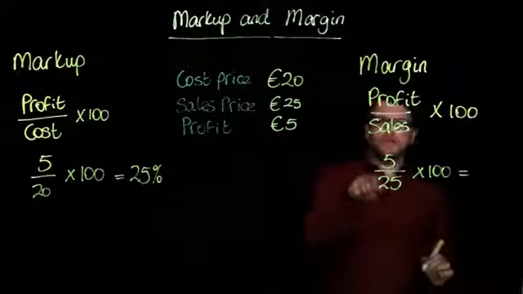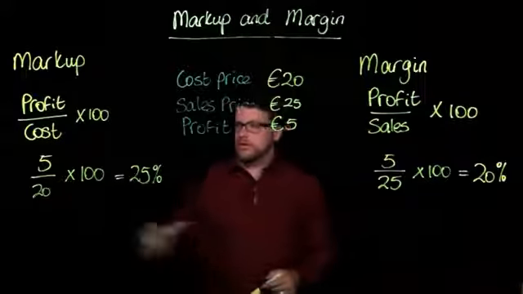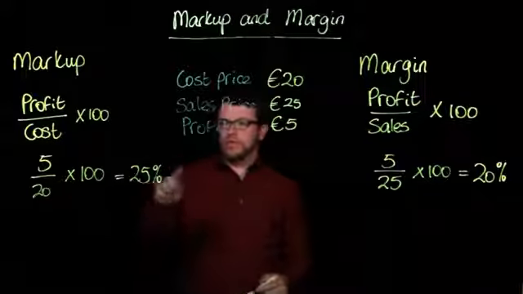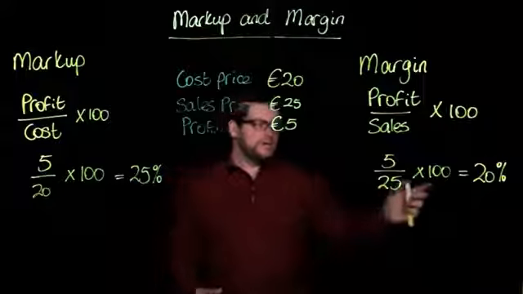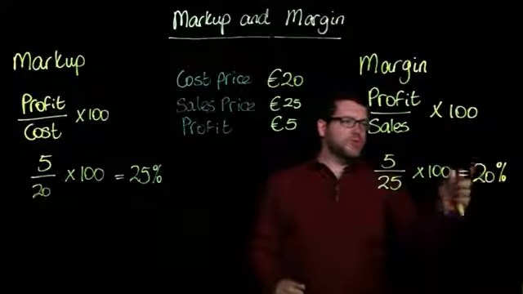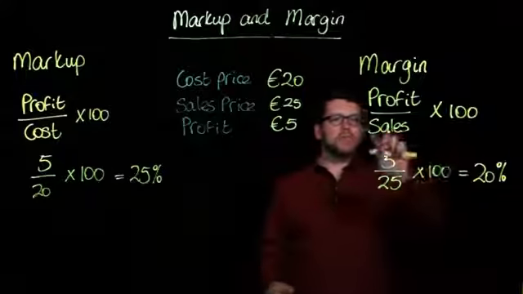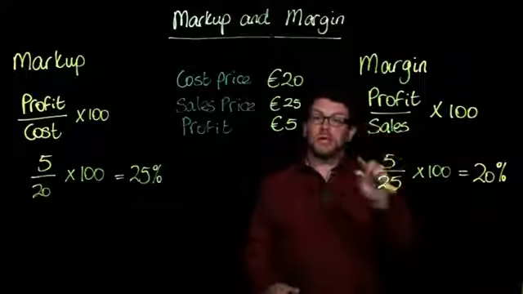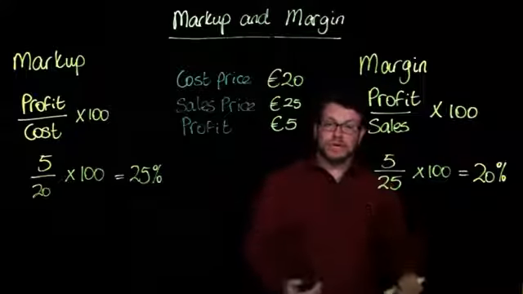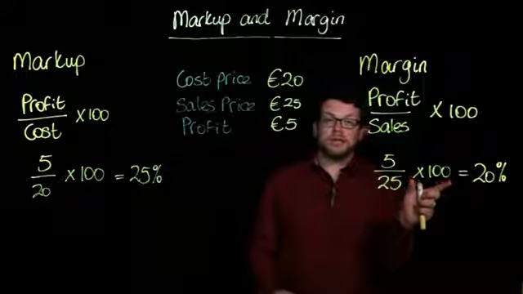So markup is advantageous. It's what the retailer would like to make on their product. So the retailer would love to be making 25% profit on their product. However, this is actually the one that's most likely to be used on an everyday basis. 20% is more realistic. It's more realistic because it's based on sales. So it's based on the amount of money that literally goes through the till. And that's an important thing to consider. So the retailer would like to be making this, but in actual fact makes this as their profit.